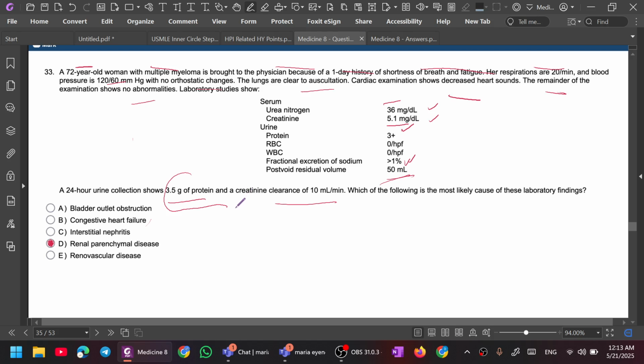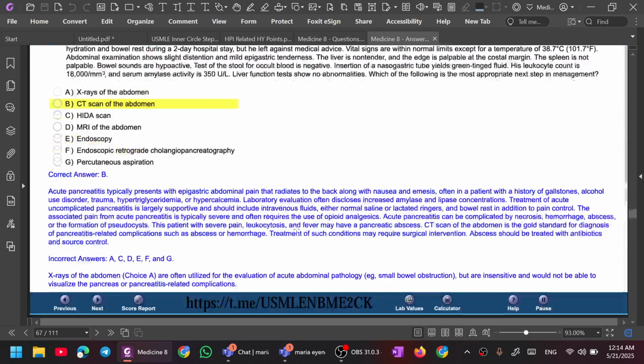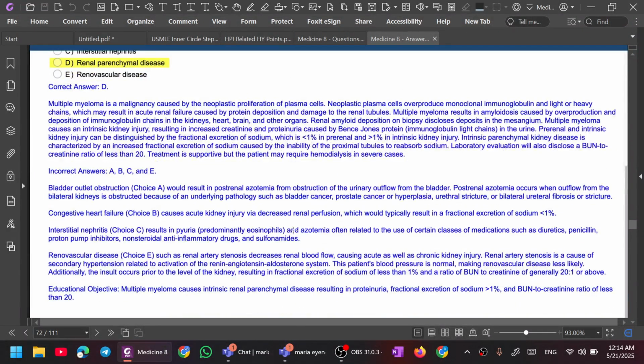But congestive heart failure would have lung findings, like crackles. Yes, true. Or there's hepatomegaly. Congestive heart failure is right heart failure, isn't it? So hepatomegaly and foot edema should be present. Ready? Yes. Okay, so it's renal parenchymal disease.